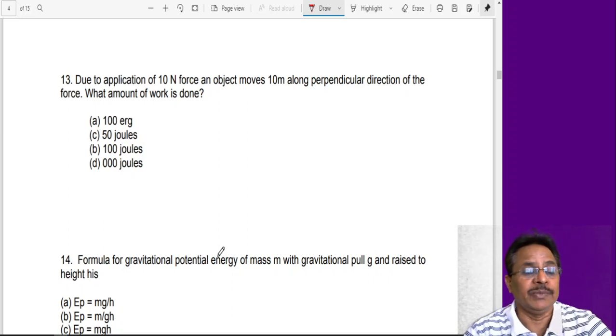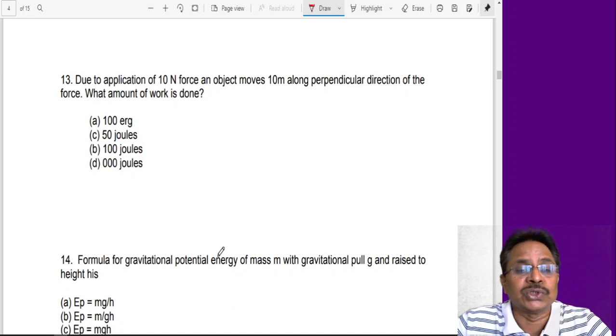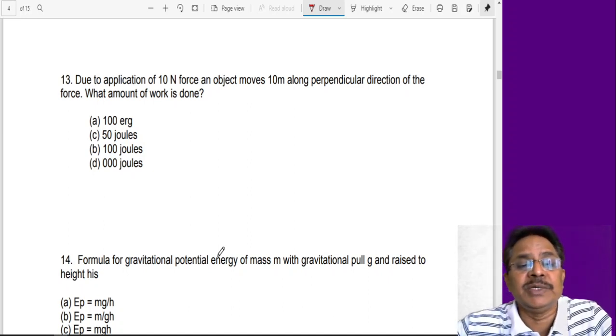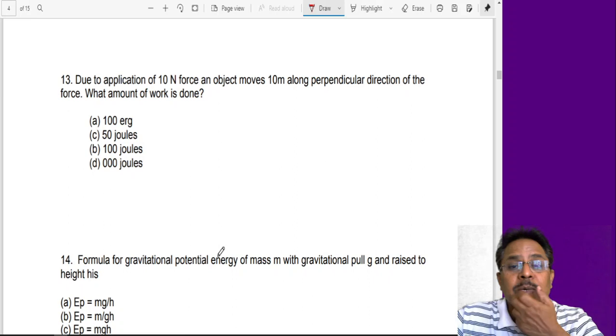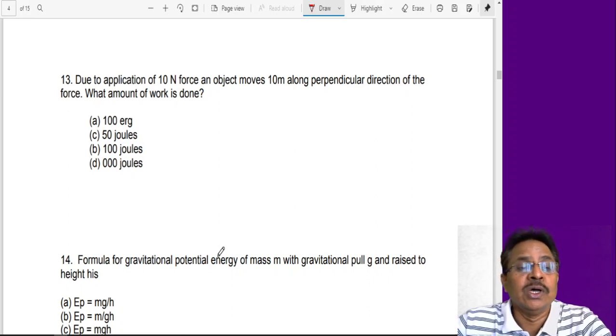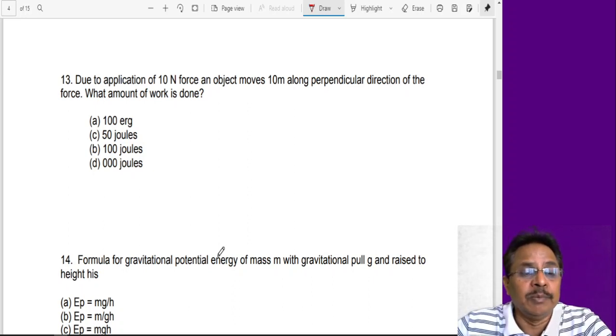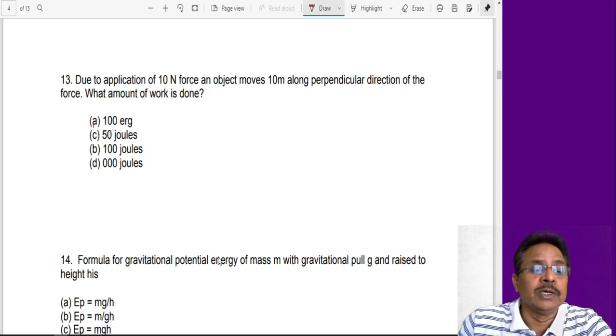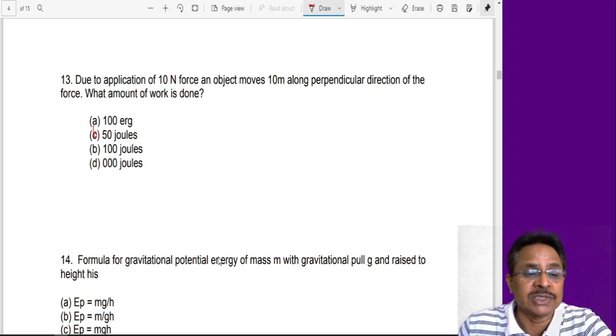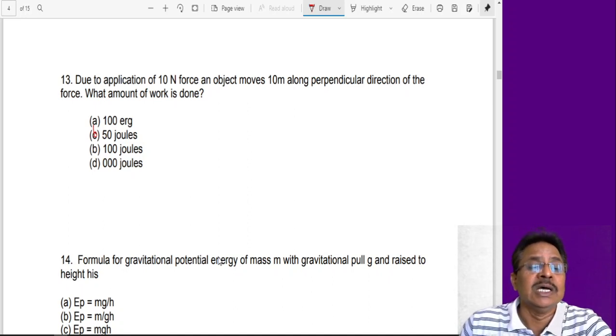Now next is question number 13. Due to application of 10 Newton force, an object moves 10 meter along the perpendicular direction of the force. What amount of work is done? There are four options: A is 100 ergs, B is 50 joules, C is 100 joules, and D is 000 joules. I could have written this as 0 joules, but I have written 000 joules for a special purpose.